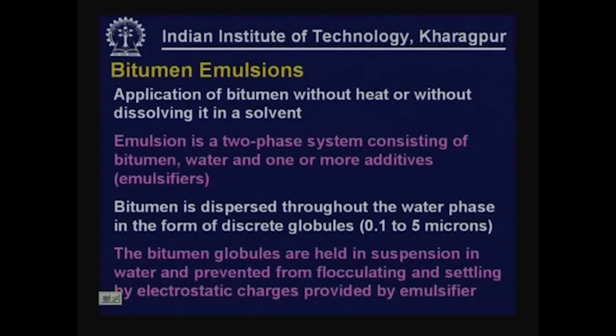Bitumen is dispersed throughout the water phase. Basically, water is the main medium. Bitumen is dispersed in small particles in the form of discrete globules, which are of the size 0.1 to 5 micron, very small. So, these small globules are dispersed throughout the medium of water.